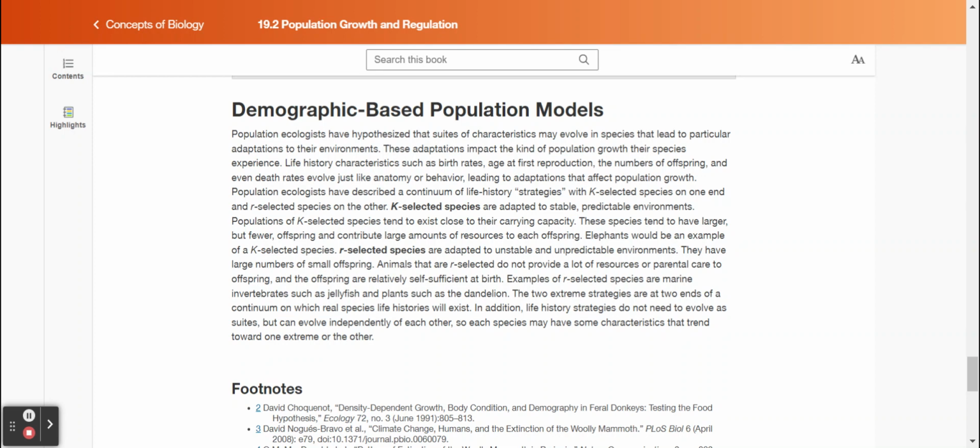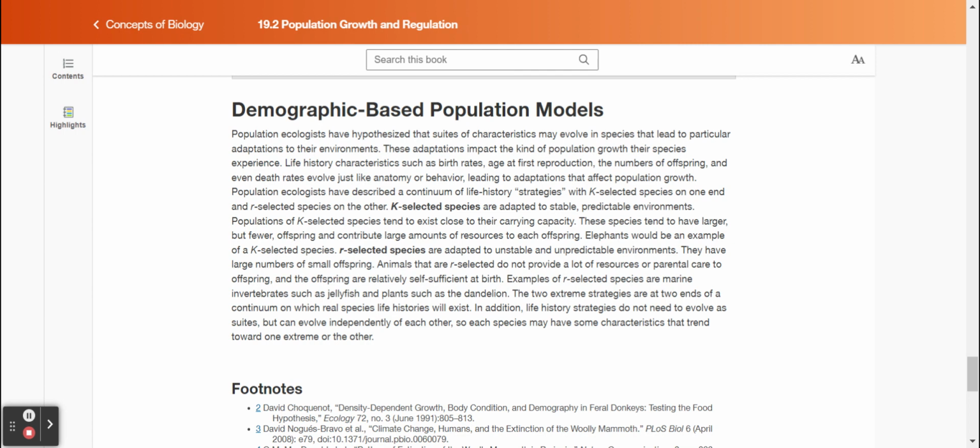Population ecologists have described a continuum of life history strategies with K-selected species on one end and R-selected species on the other. K-selected species are adapted to stable, predictable environments. Populations of K-selected species tend to exist close to their carrying capacity. These species tend to have larger but fewer offspring and contribute large amounts of resources to each offspring. Elephants would be an example of a K-selected species.